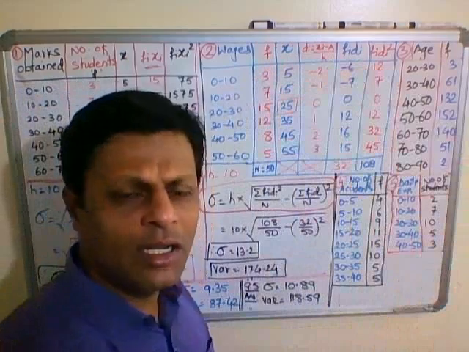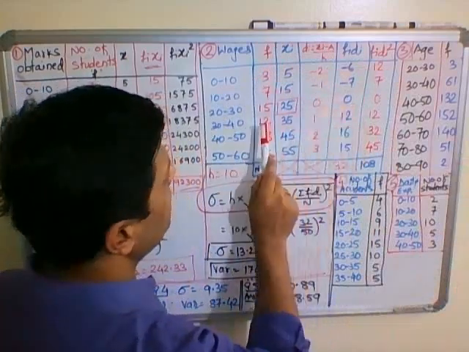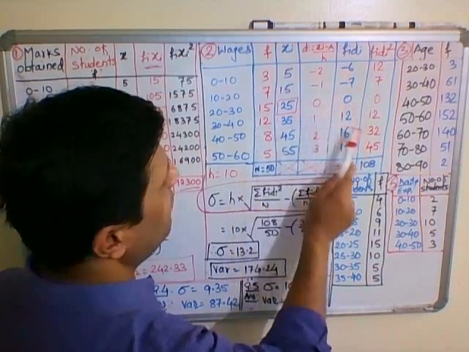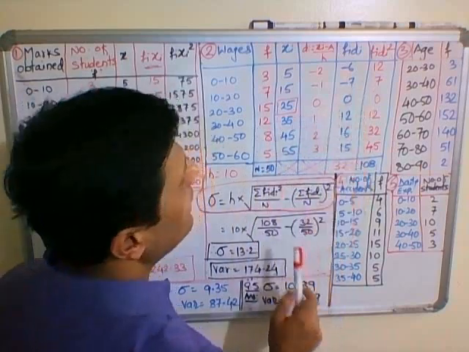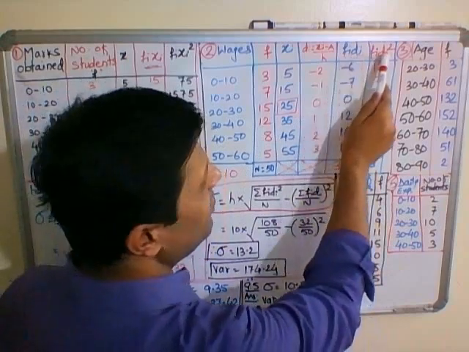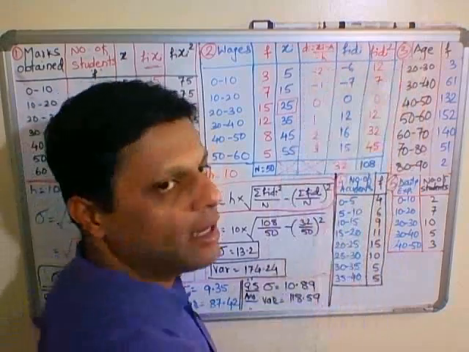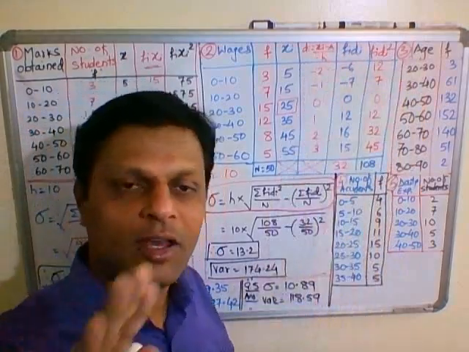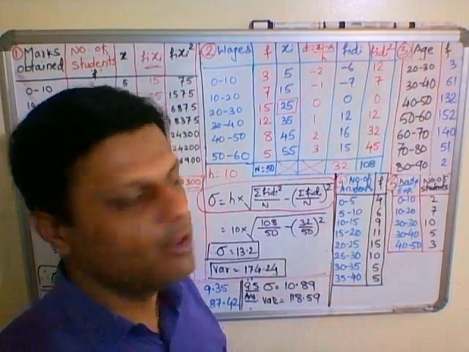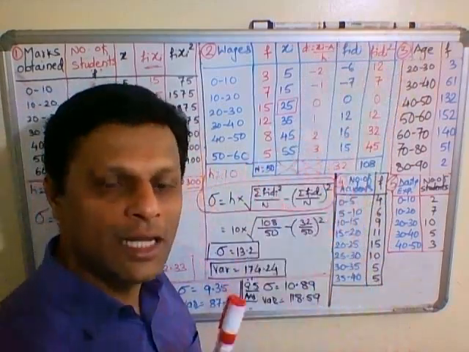Don't get worried about negative signs. 7 into minus 1 is minus 7. In this way you multiply frequency into di to get fidi. You need the total for it. Then fidi square. Like the previous sum, we have fidi, we need fidi square. So multiply fidi again by di and you get fidi square, because the square is of the d term only, not of f. So fidi square means fi into di into di.